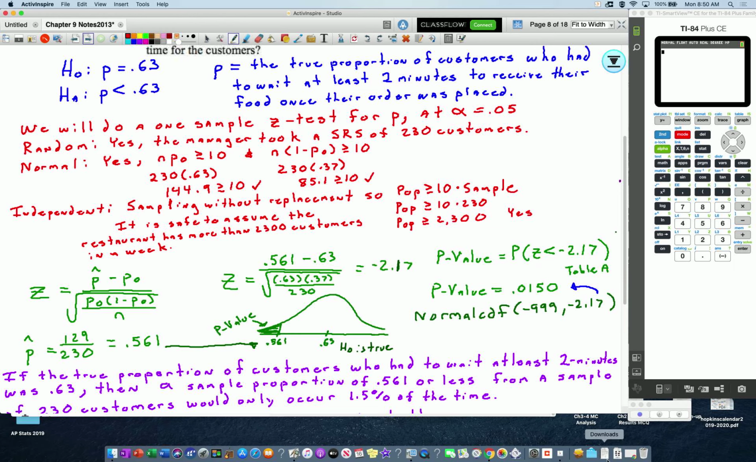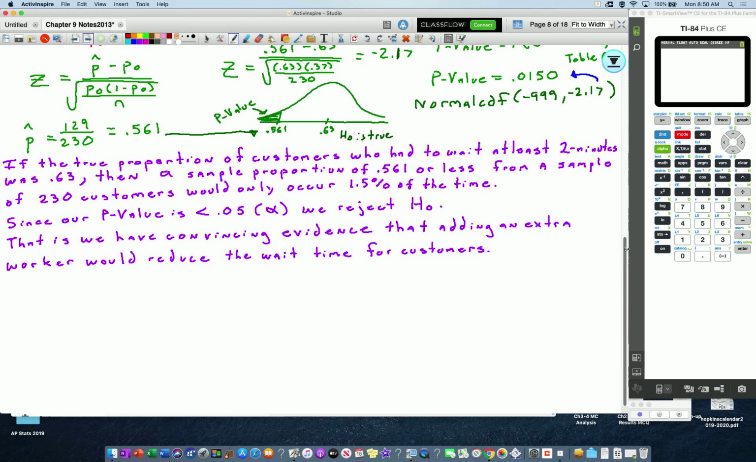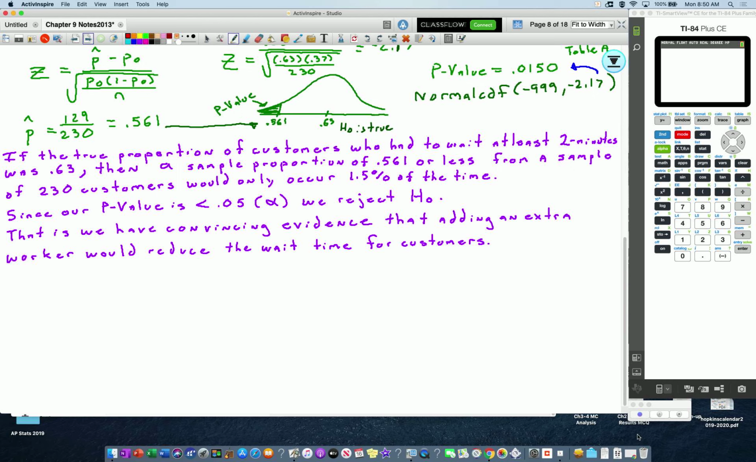So the question is, based on this p-value, what's going to be my decision? So in the conclusion, I look for three things. You've got to interpret what the p-value means in the context of the problem. Okay? So what does the p-value mean?